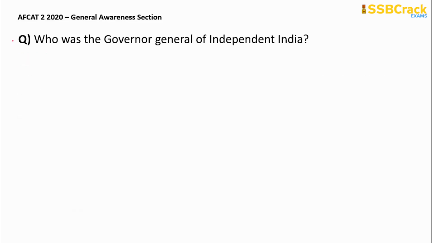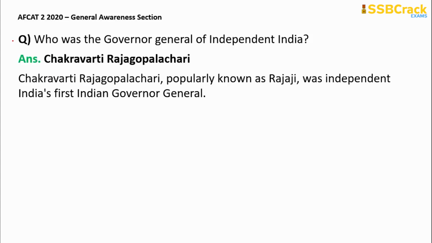Next question was also similar. Who was the Governor General of independent India? The correct answer is Chakravarti Rajagopalachari ji. But as you know, these are memory based questions. The question can be like, who was the last Governor General of pre-independent India? The answer will be Lord Mountbatten. But when we talk about who was the Indian Governor General of independent India, the correct answer will be Chakravarti Rajagopalachari.